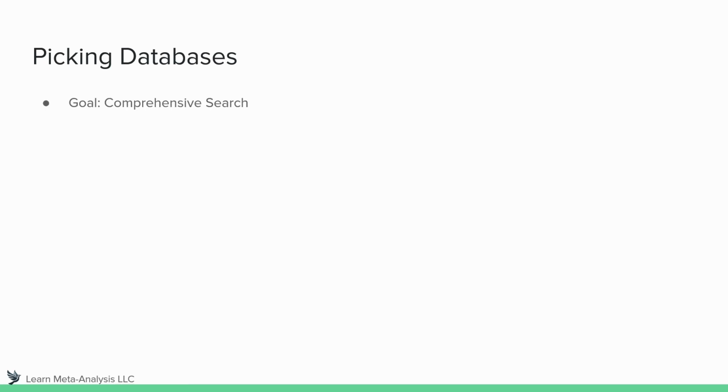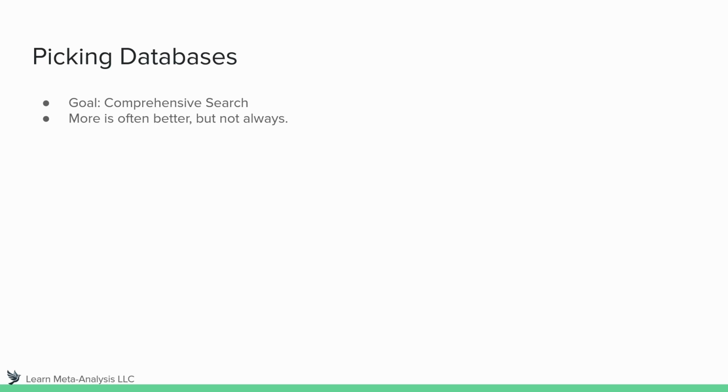So our goal should be to conduct a comprehensive search. That's what we're trying to do with a meta-analysis or a systematic review in general, is we want to try and capture everything related to what we're interested in. So my perspective on this is more is often better, but not always.